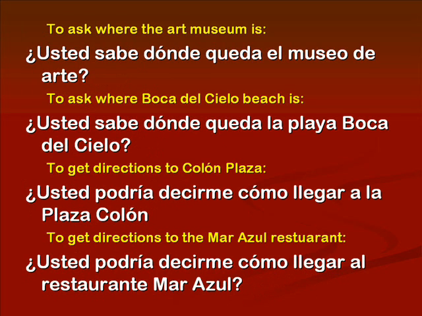So, if you wanted to ask where the art museum is located, you would ask, ¿Usted sabe dónde queda el Museo de Arte? If you wanted to know where the Boca del Cielo beach is, you would ask, ¿Usted sabe dónde queda la playa Boca del Cielo? Now, to get directions, the question's slightly different. So to get directions to Colón Plaza, you would ask, Perdón, ¿usted podría decirme cómo llegar a la Plaza Colón? To get directions to Mar Azul Restaurant, you would ask, ¿Usted podría decirme cómo llegar al restaurante Mar Azul?